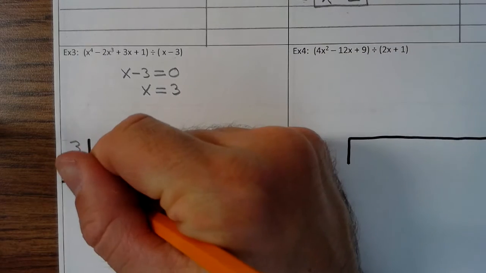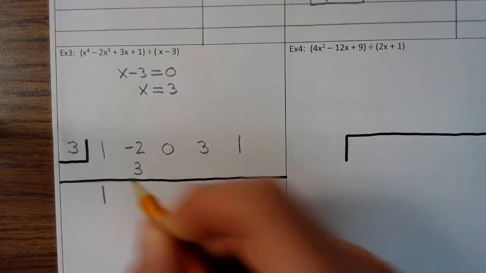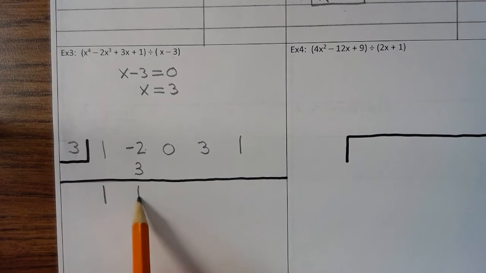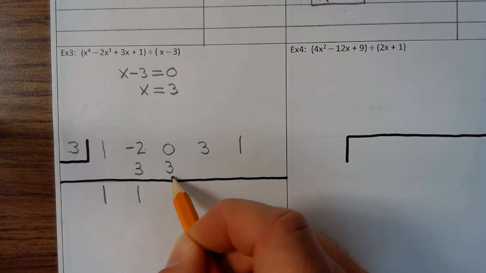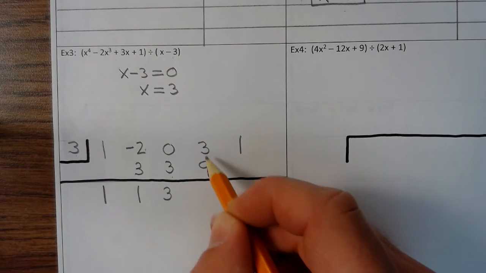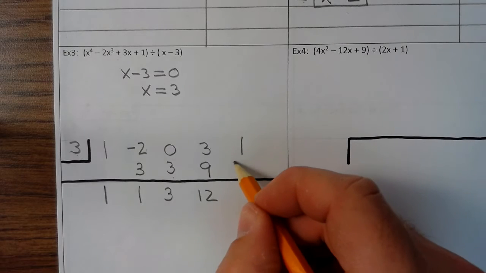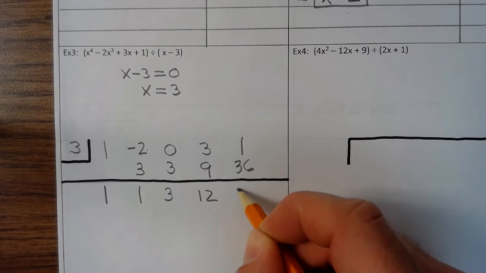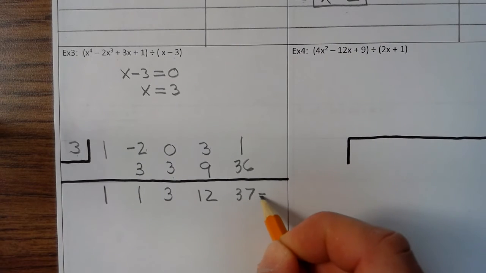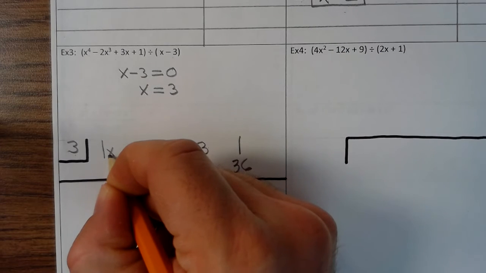Okay, so the first thing you do, bring down the 1. 3 times 1 is 3. So negative 2 and 3 combine to be 1. 3 times 1 is 3. 0 and 3 combine to be 3. 3 times 3 is 9. 9 and 3 combine to be 12. 3 times 12 is 36. 1 and 36 combine to be 37, which is our remainder.